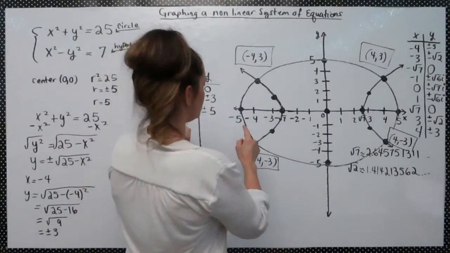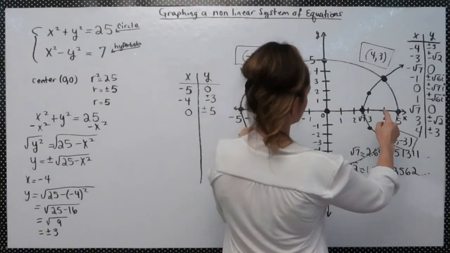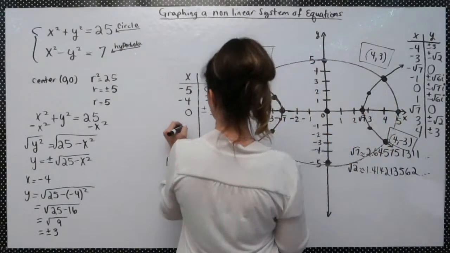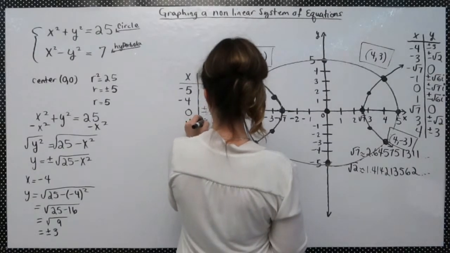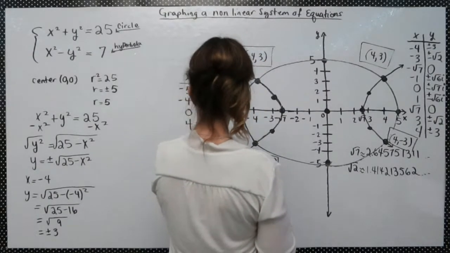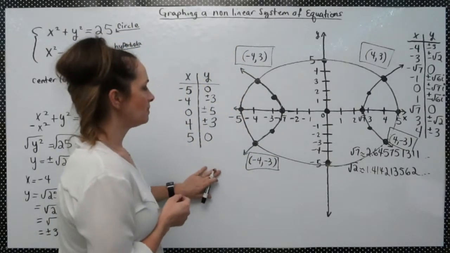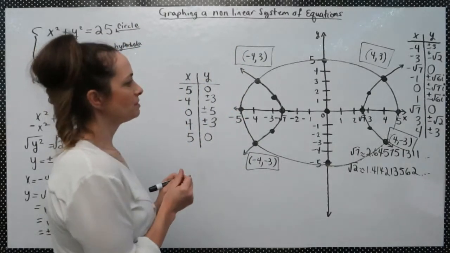And then we don't have another point on my circle until I get to 4, and that's plus or minus 3. And then we have 5, comma 0 on there. So there's my table for my circle.